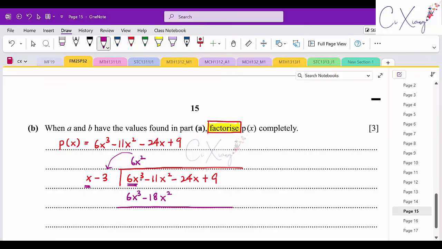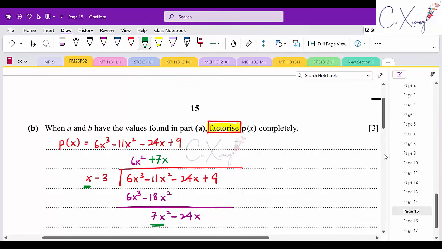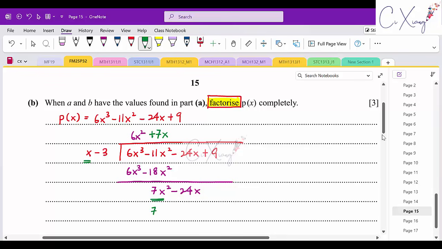Then you take the top term minus the bottom one. 6x power 3 minus 6x power 3, you get 0. Negative 11x squared minus negative 18x squared, you'll have 7x squared. Then pull down the other term, minus 24. Next, let's look at the next division. Something multiplied with x to get 7x squared should be 7x. Multiply with x, you'll have 7x squared. Then 7x has to multiply with negative 3, so you have negative 21x.